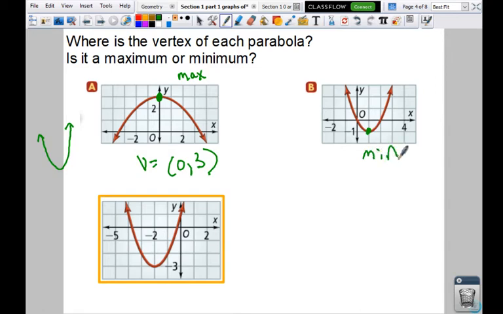My vertex is going to be at (1, -1). Don't forget, when you do it, make sure you put it in parentheses and do x comma y with this. Don't just go like 1, -1. All right, first in class, find the vertex and tell me, is it a max or min?